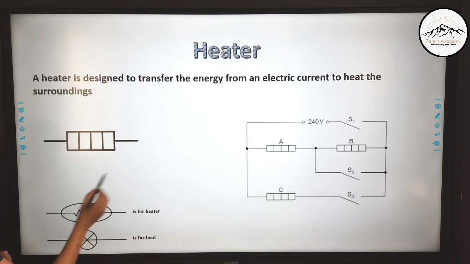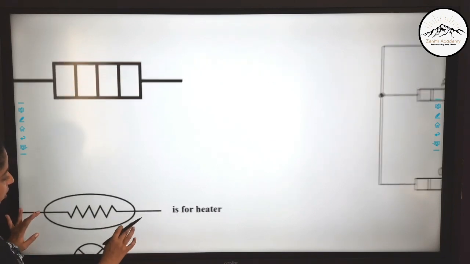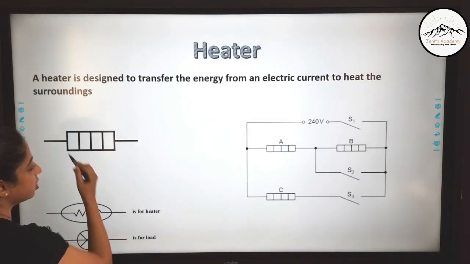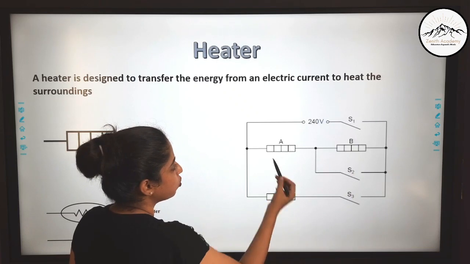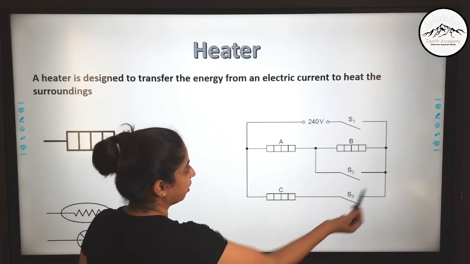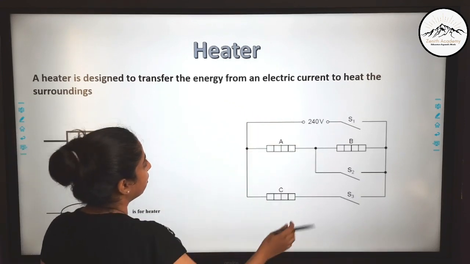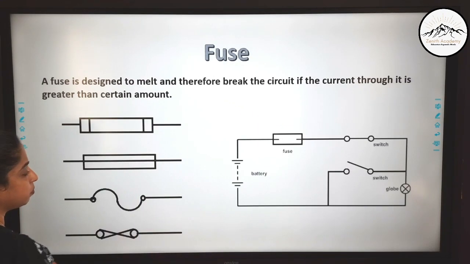So this is the symbol of a heater. The other symbols that are often used is this also, but nowadays we use this symbol. You can see I have used 1, 2 and 3 heaters in the circuit. What is a heater? It is used to transfer the energy from an electric current to heat the surroundings.